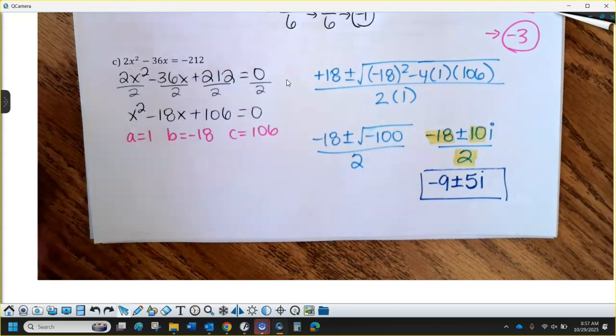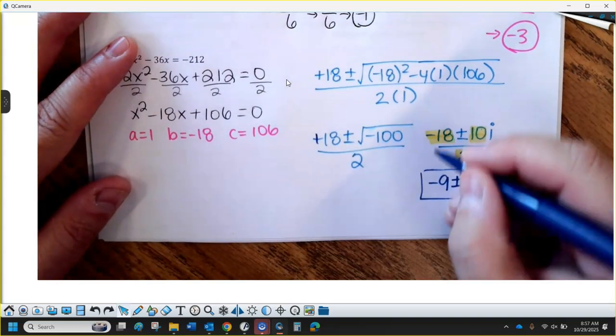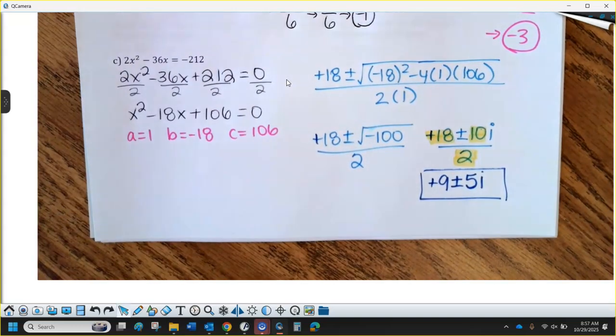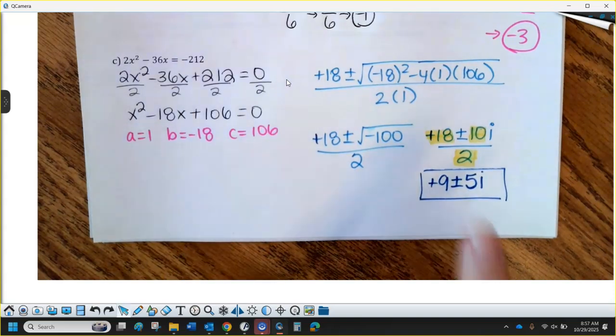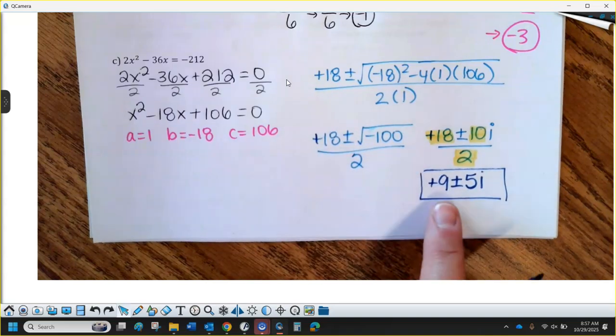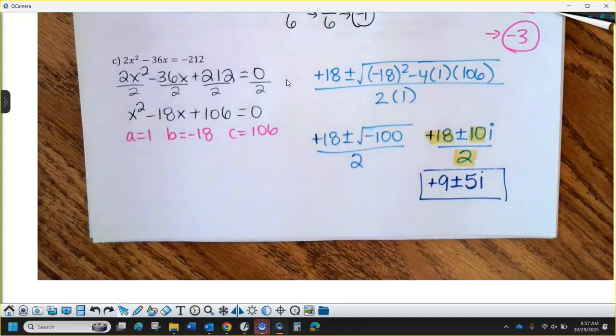Okay, you're right. I totally did not. It should have been positive 18. What am I doing? That should be positive 18. I don't know why I wrote that. Yeah, it was supposed to be opposite of b. I had it right up here. No, this should be 18, so then that'll be positive 9. Bad. Okay, glad that you caught that. Does anybody else have any questions?